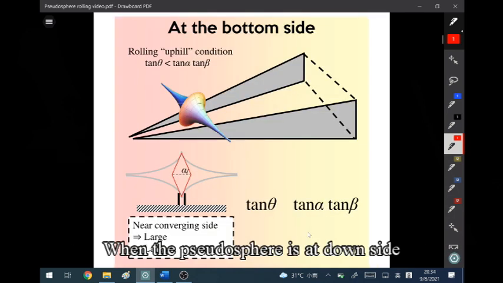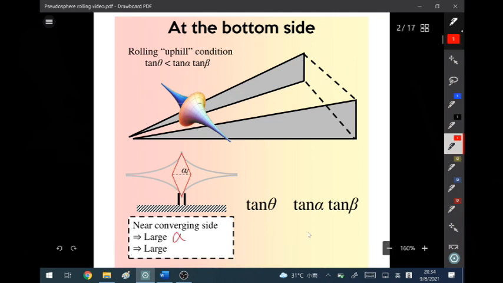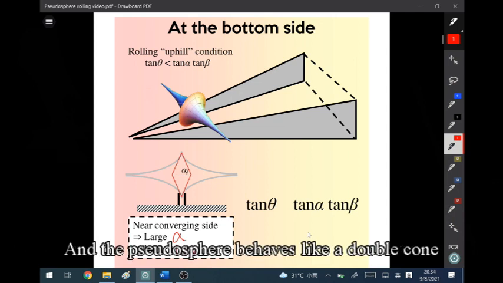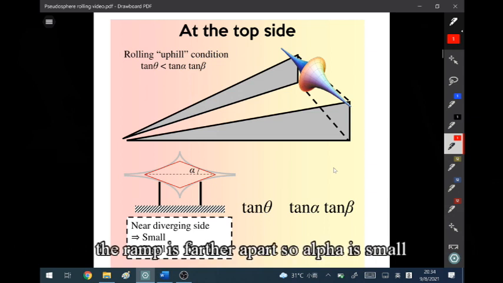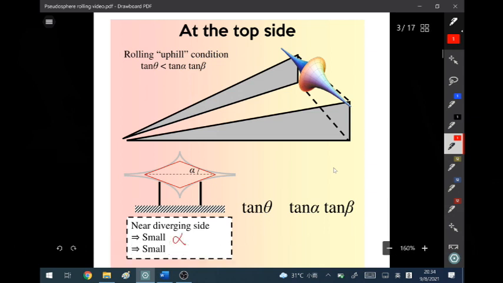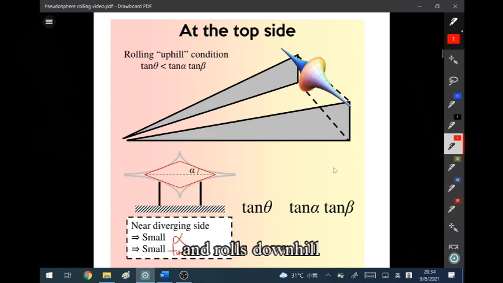When the pseudosphere is at the downside, the ramp is closer together, so alpha is large, and hence tangent alpha is large. The pseudosphere behaves like a double cone and rolls uphill. When the pseudosphere is at the top side, the ramp is farther apart, so alpha is small, and hence tangent alpha is small. The pseudosphere behaves like a normal cylinder and rolls downhill.